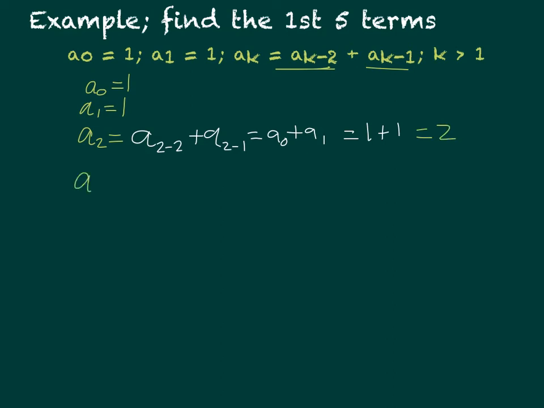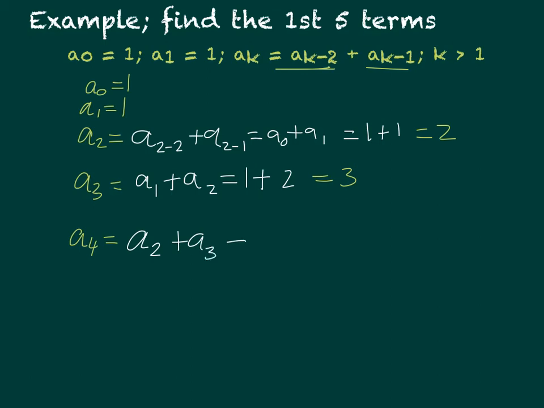All right, a sub 3 is equal to a sub 3 minus 2, which is a sub 1, plus a sub 3 minus 1, which is a sub 2. So a sub 1 was 1 plus a sub 2, which was 2. 1 plus 2 is 3. A sub 4 is equal to a sub 4 minus 2, which is a sub 2, plus a sub 4 minus 1, which is a sub 3. A sub 2 is 2 plus a sub 3, which is 3. So a sub 4 equals 5.